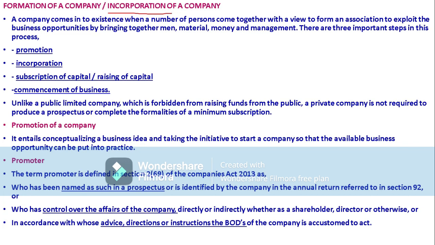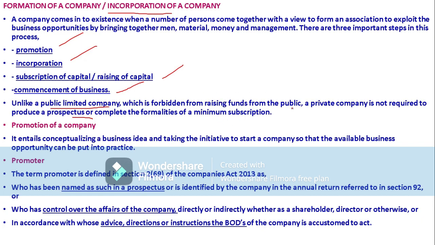If we see the procedure for the formation of a company, there are majorly four steps. The first one is promotion of a company. Next is incorporation of a company, then subscription of capital, also known as raising of capital, and finally commencement of the business. So: promotion, incorporation or registration, subscription, commencement of business. Unlike a public limited company, which is forbidden from raising funds from the public, a private company is not required to produce a prospectus or complete the formalities of a minimum subscription.